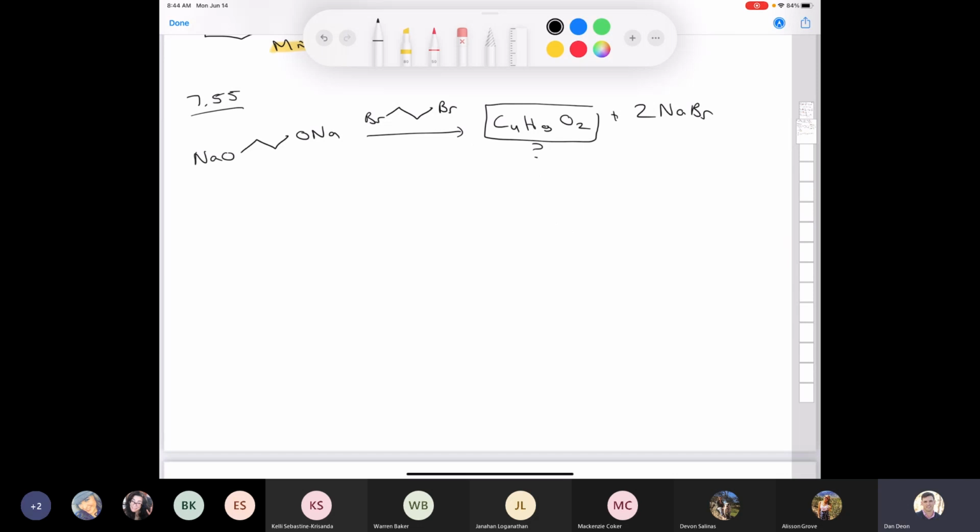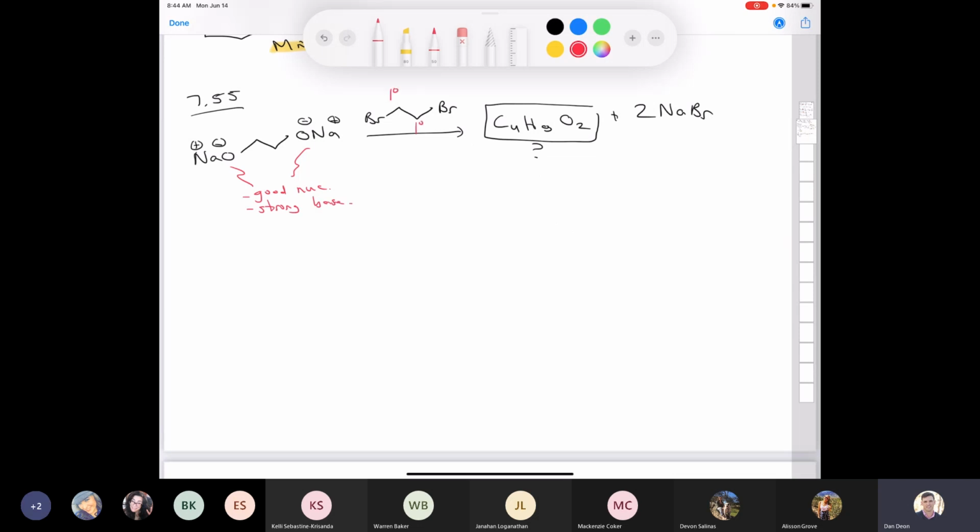Well, in terms of what's going to happen here, you've got to remember that these are both alkoxides. They're in the same molecule, but they're still alkoxides. So here I have sodium plus, and I have O minus. Both of these are primary alkoxides, so these are both strong nucleophiles and strong bases. But these are both primary alkyl halides.